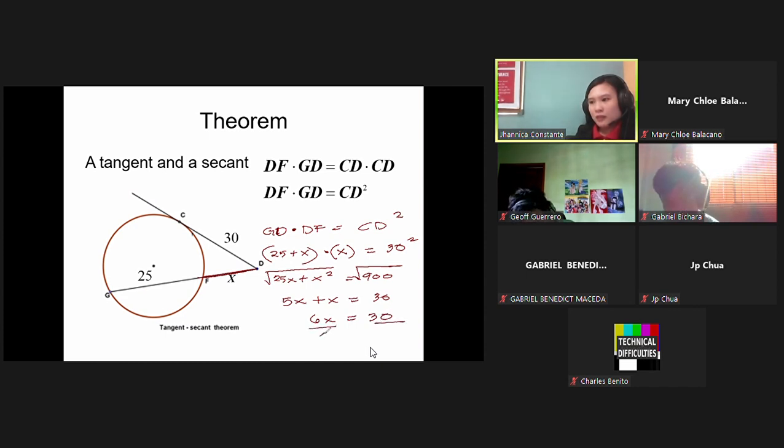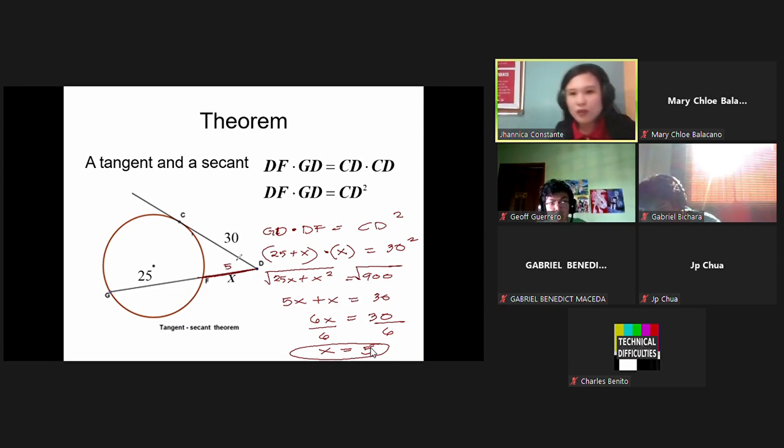Divide both sides by 6. So x is equal to 5. So the length of the segment FP is equal to 5. So that's how we use the theorem about a tangent and a secant.